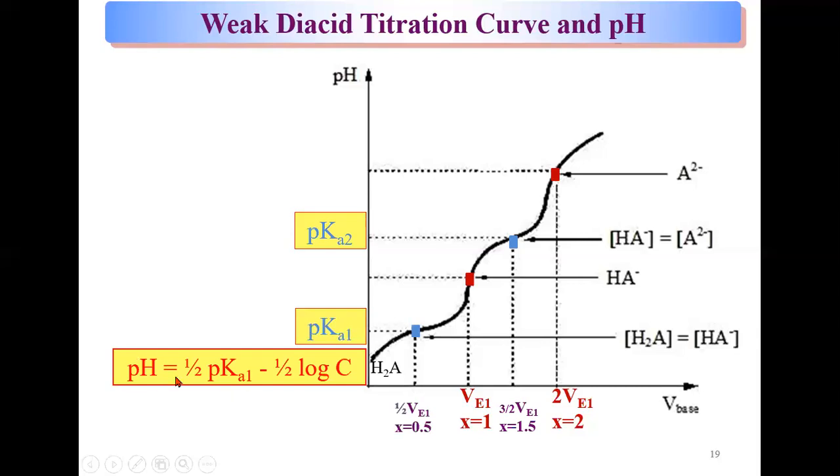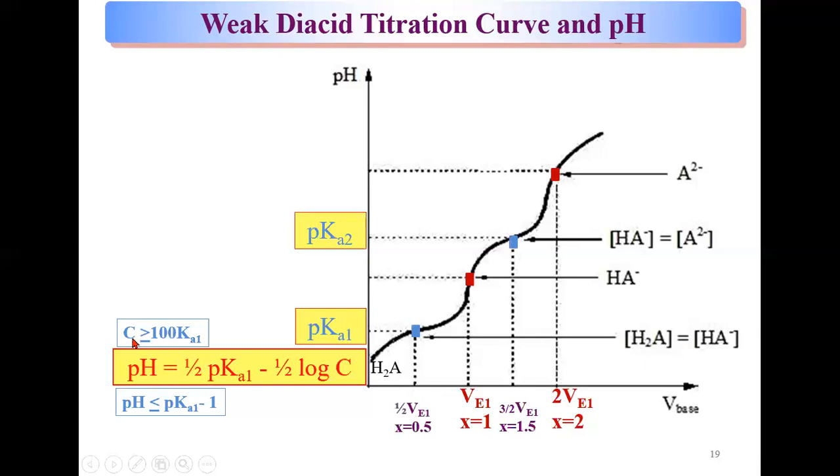The pH is half pKa1 minus half log C. All the time? No, not all the time. Only when the concentration is greater than 100 Ka1, or when the pH is less than pKa minus 1. So those are the validity conditions. That's when you can use this equation.